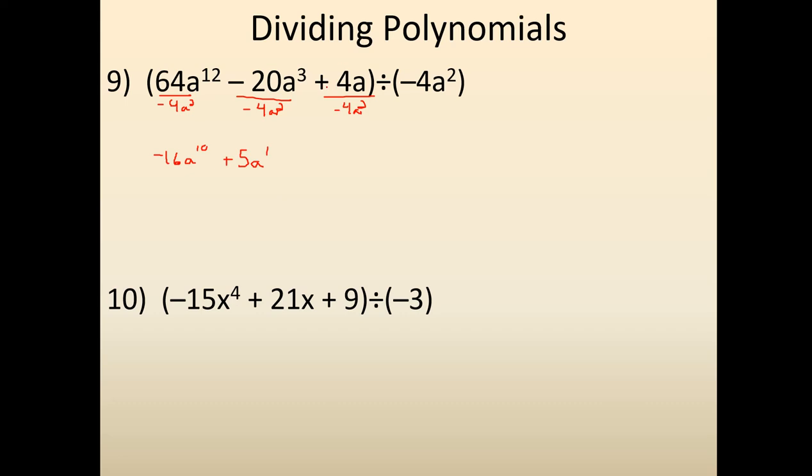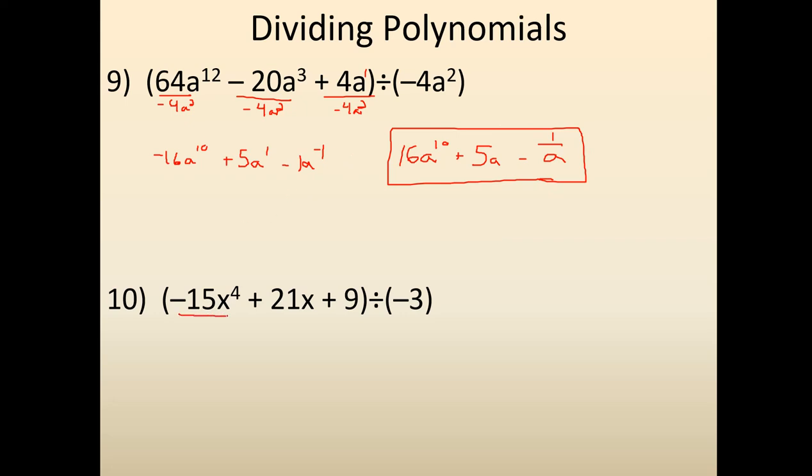And then over here, plus 4 divided by negative 4 is negative 1. And 1 minus 2 is negative 1. So altogether, my answer is going to be negative 16a to the 10th plus 5a minus 1 over a. So that's pretty much how you would rewrite that if you want to get rid of the negative 1 exponent.